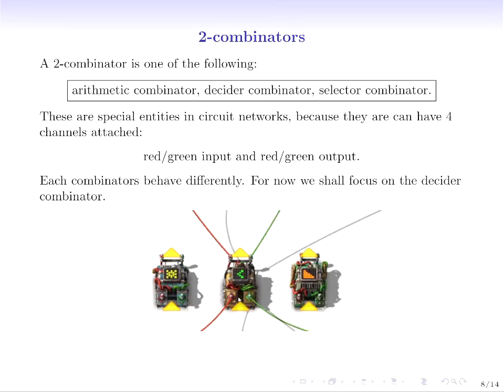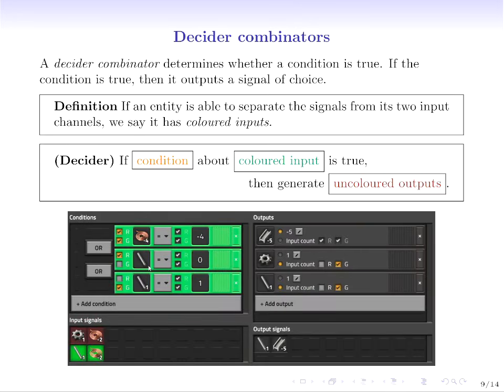A combinator is either an arithmetic combinator, a decider combinator, or a selector combinator. We have only 3. These are special entities because they have 4 channels attached to them, input and output, each having 2 colors. Now each of these behave differently, and for today we're only going to look at the decider combinator.